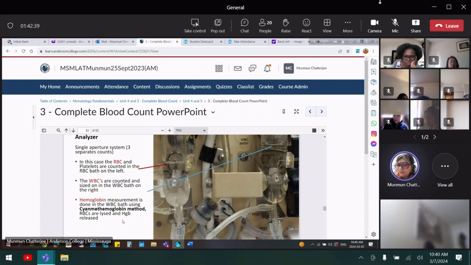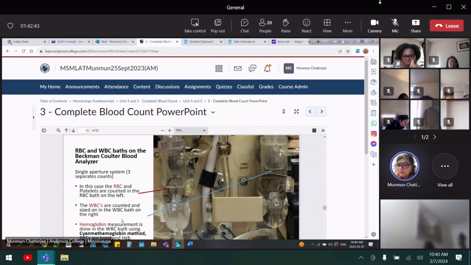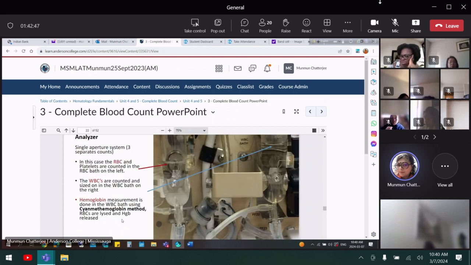The cyanmethemoglobin method. Write it down, please. These are all important. That's why I'm getting so slow here. Note: hemoglobin is counted in the auto analyzer using the cyanmethemoglobin method. You don't need to know whether it is the WBC bath or RBC bath, but you have to know how they count it. What is the principle they use? They use the cyanmethemoglobin method to count the hemoglobin in the auto analyzer.